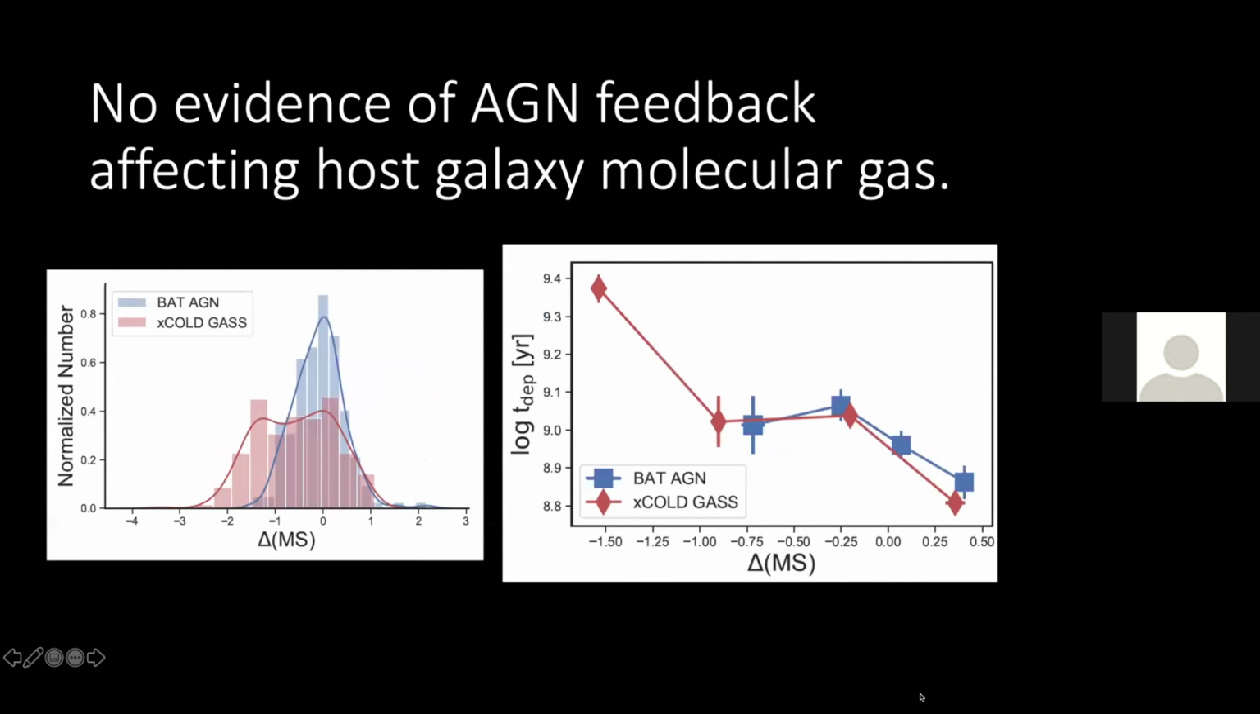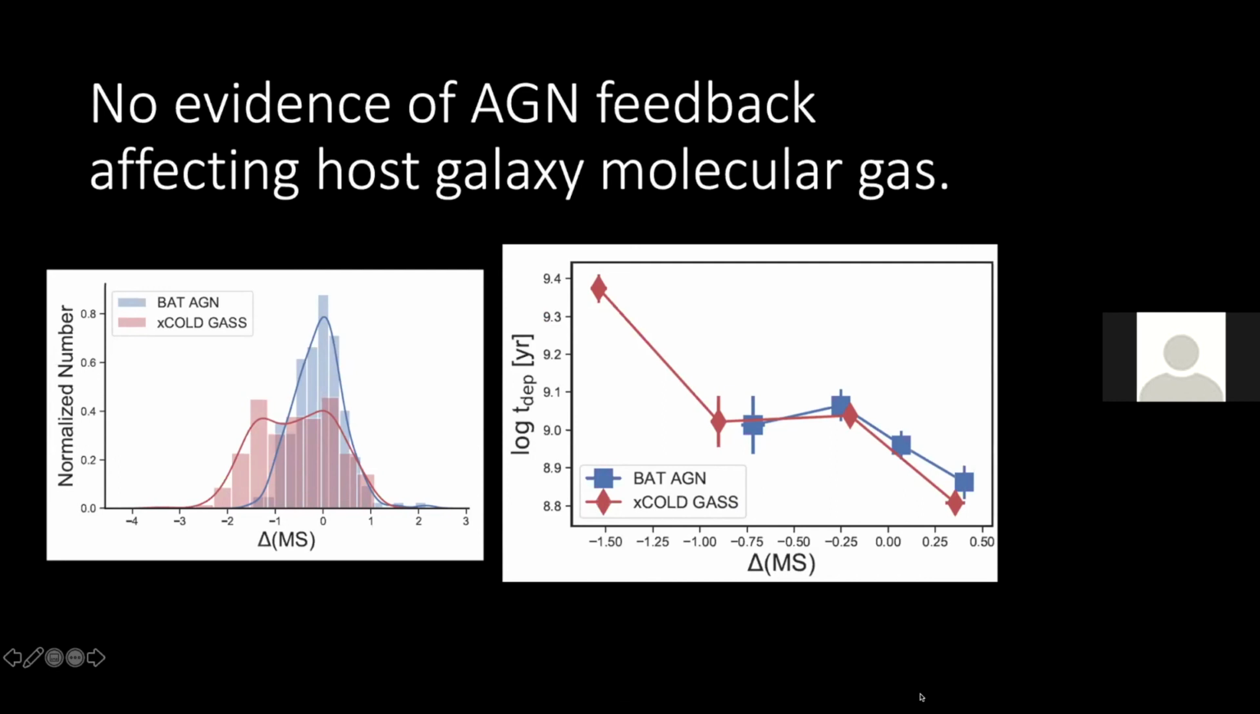And so we don't really find any evidence of AGN feedback. The plot on the left is showing you the distribution compared to the main sequence of star formation. So the blue is the AGN galaxies. Most Swift AGN are on the main sequence, but in inactive galaxies, you have this fraction at 10 to the -1 or 10 to the -2 that sort of don't have much star formation.